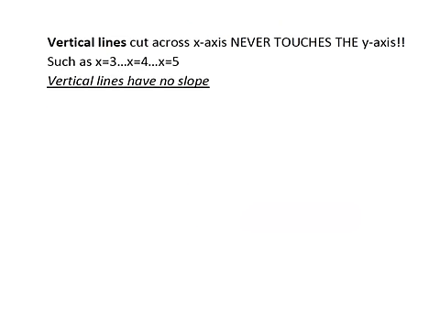Okay, another point I want you to know is that vertical lines cut across the x-axis. They never touch the y-axis. So these cut across the x, so they're going to be x is equal to something. And vertical lines have no slope. Let's look at an example.